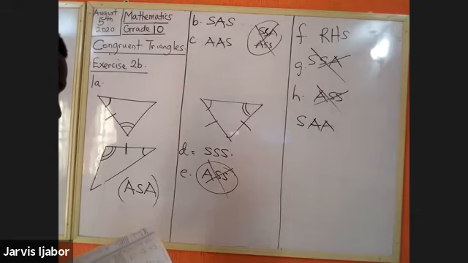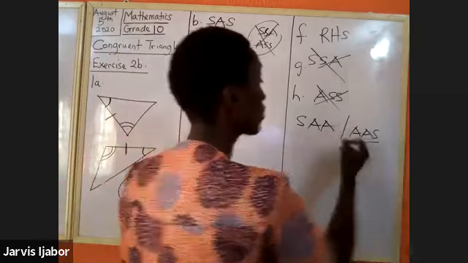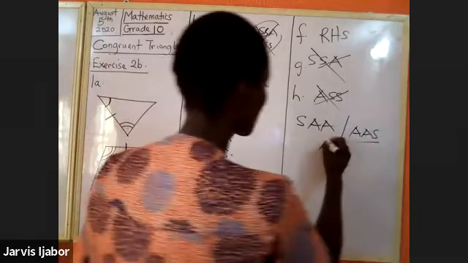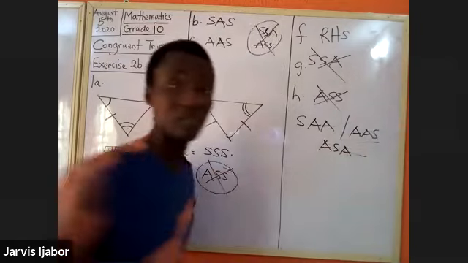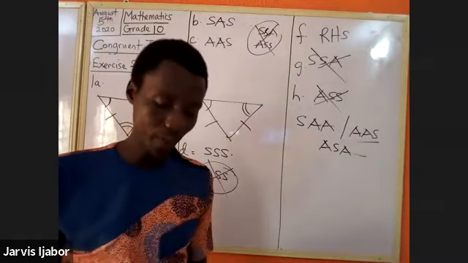Side, angle, angle, angle, angle, side, which is also what? Angle, angle, side. It will work. Any of these iterations will be correct. Is that clear? So this one will be very, very correct for J.